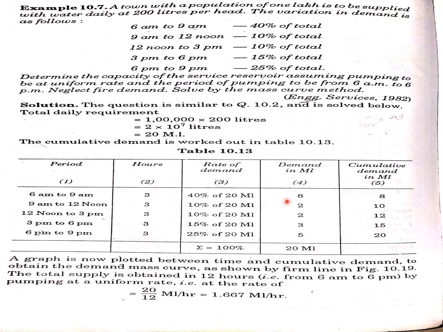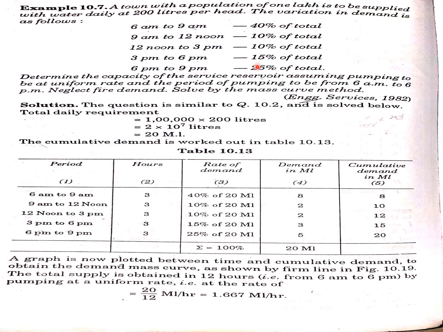So another problem by using this method. So 6 to 8 and 9 pm is 40% of the total, they have said. Okay. So what is the total required: a town with a population of 1 lakh. 1 lakh population is to be supplied with 200 liters per head. So 200 liters per head for each person.